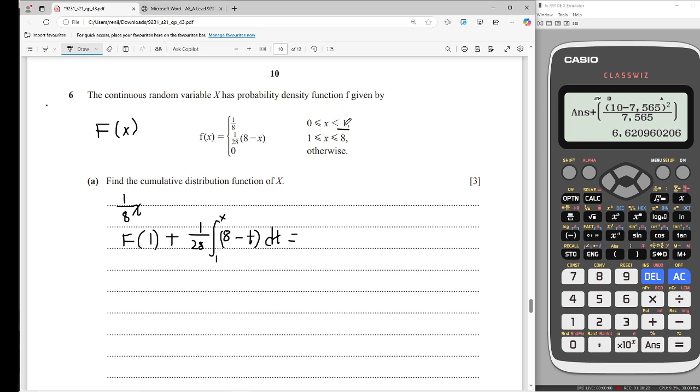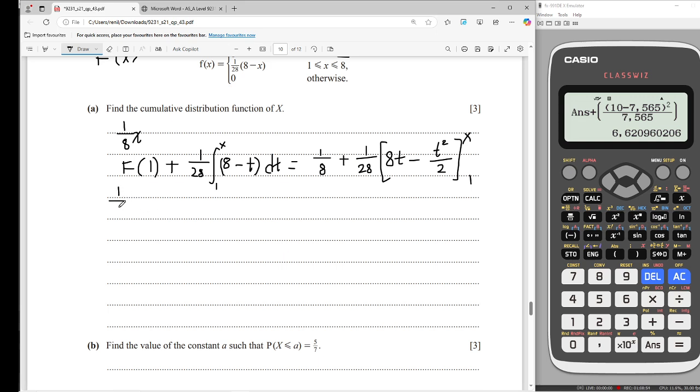When x equals 1, even though the inequality says x must be lower than 1 for this function, we are going to put x equals 1, which gives us 1 by 8 plus 1 by 28, and right here, when we integrate, we get 8t minus t squared by 2 with limits x and 1.